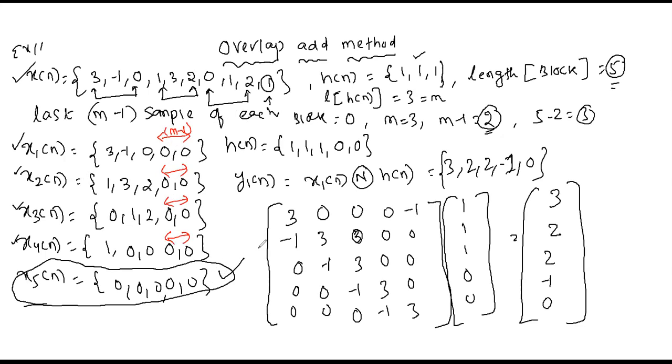Once you get all 0 sample sequence, you will stop here. After that, make the length of h of n equal to the length of block, that is 5, by appending 0s. After that, y1n equals x1n circular convolution with h of n. We got this value. Similarly, we proceed.